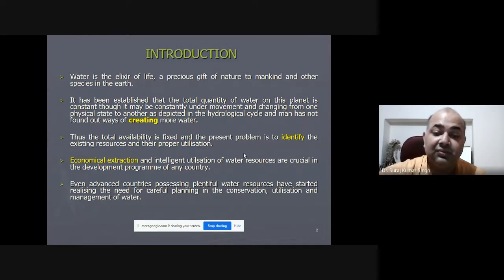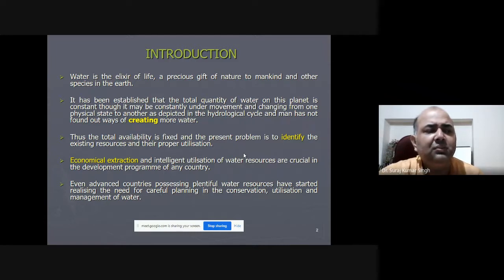So the source is fixed, the amount is fixed. Now what we have to do, what is the challenge, what is the technology, what is the science, where it will be applied? We have to identify the existing resources, and how they can be properly utilized.